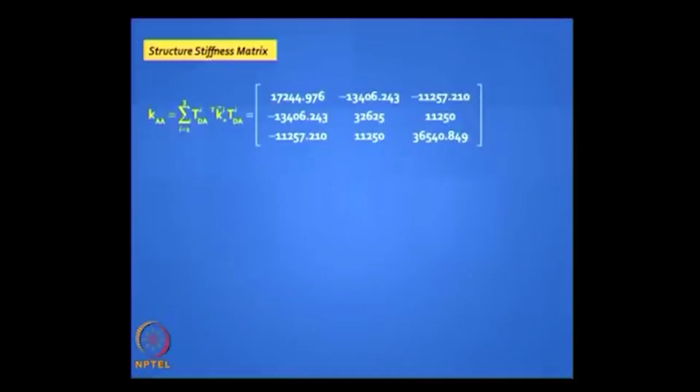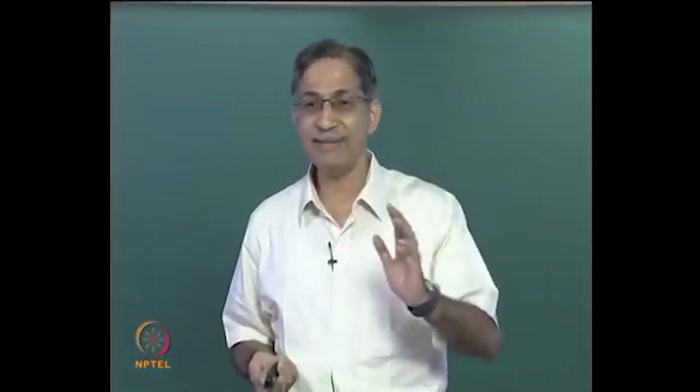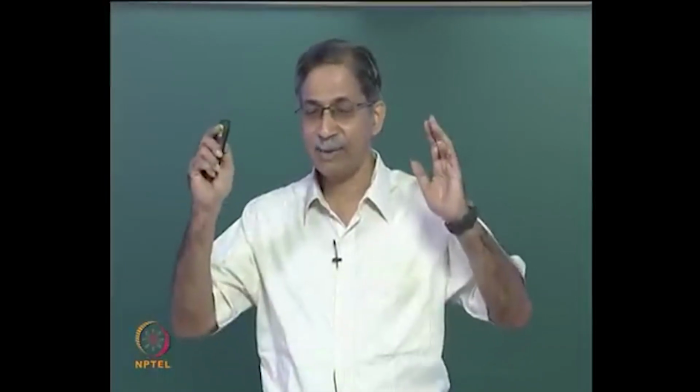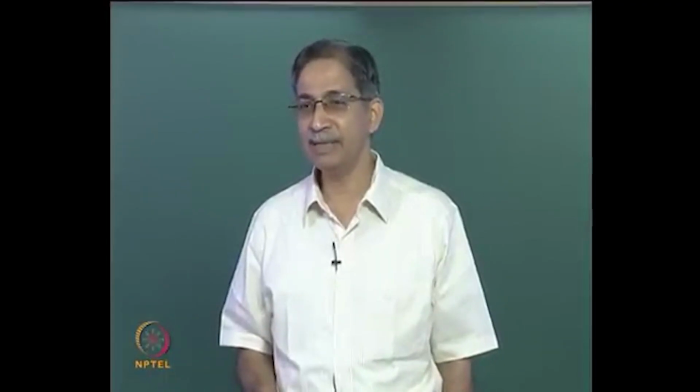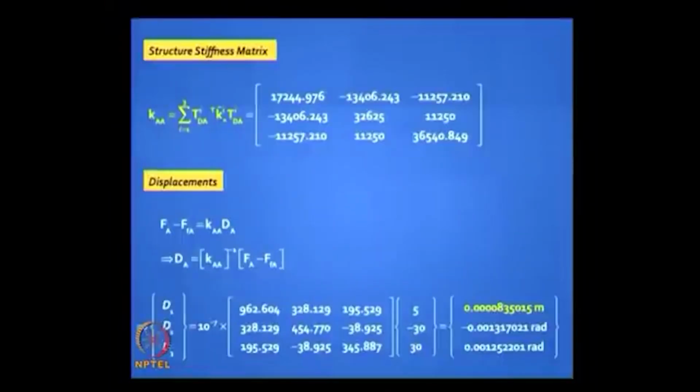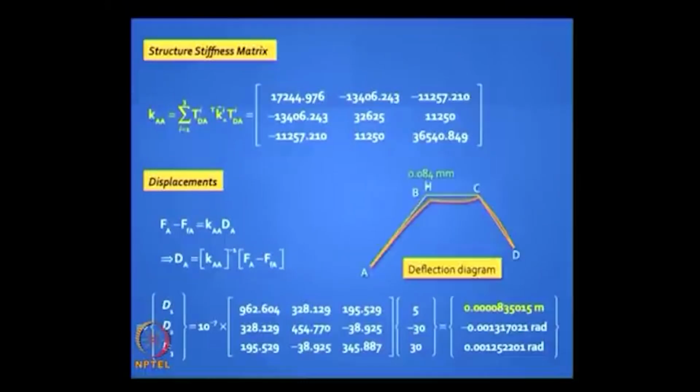Now you are ready to take any load. You give any D1, D2, D3, you get any F1 minus F1F, F2 minus F2F, F3 minus F3F, that is your net load vector. You will get the solution with the power of this matrix. So we will do that. We will invert this matrix, plug in those values of 5, minus 30 and plus 30, you have got those answers, okay, and that is what your deflected shape looks like.